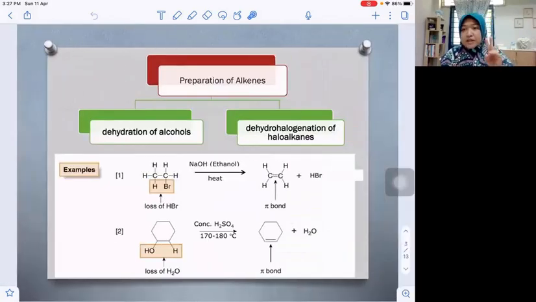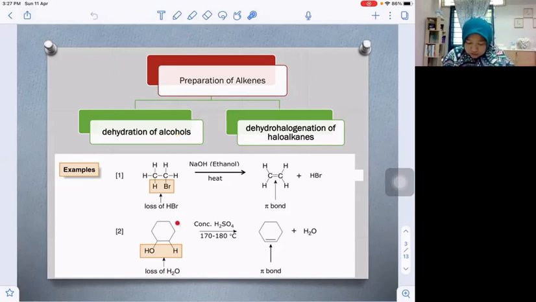So there are two methods to prepare alkene. The first one is from the starting material of alcohol, and the second one is from haloalkane. So let's look at the first one, from the starting material of alcohol. If we have an alcohol, it will undergo dehydration. Dehydration means that H2O is released.